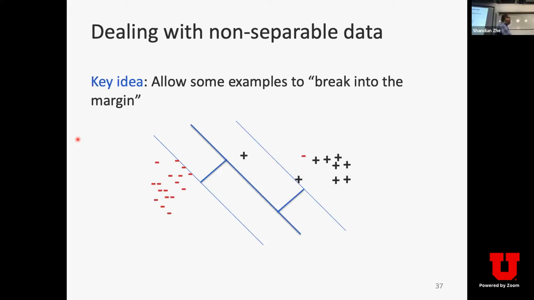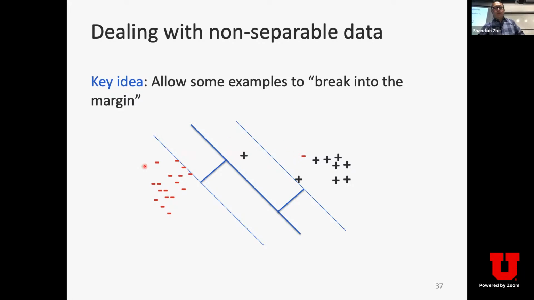So here is the idea. We kind of compromise the data, right? How can we do this? We know that when the data is not linearly separable, we give up the idea of finding a separating hyperplane. Instead, we want to allow some examples to break into the margin.